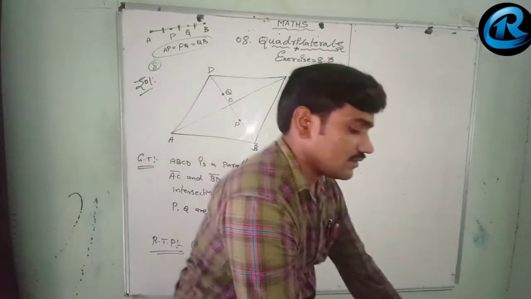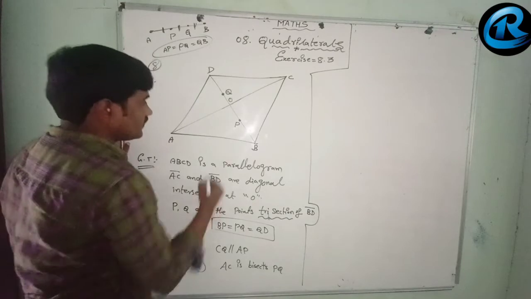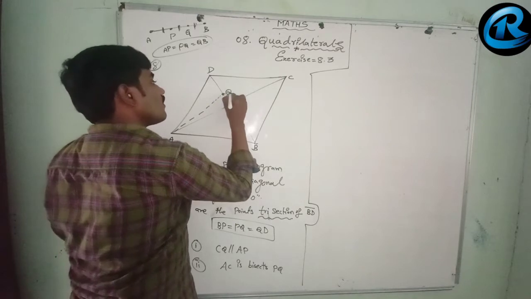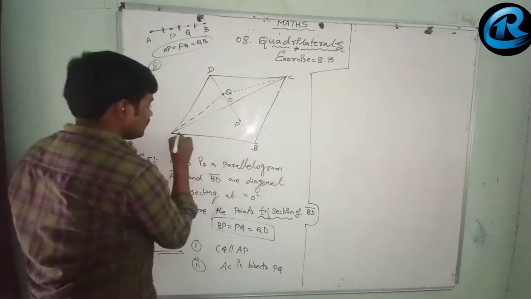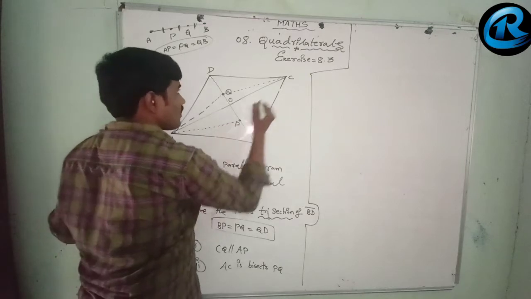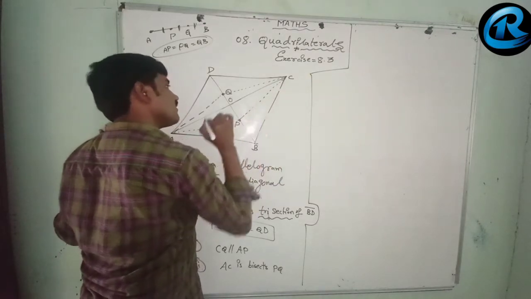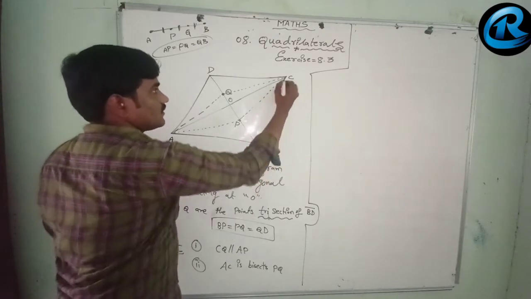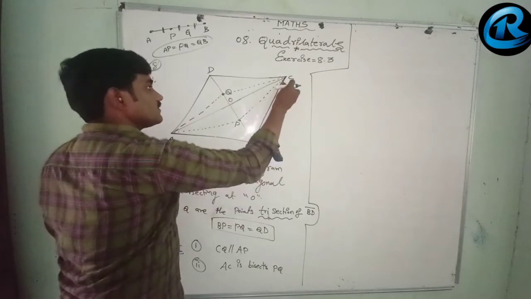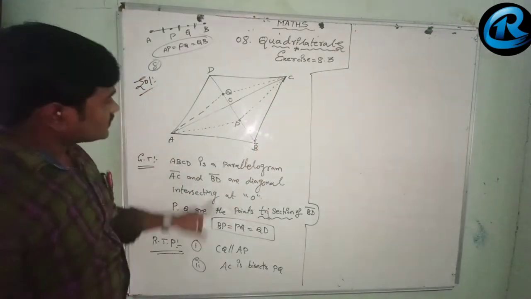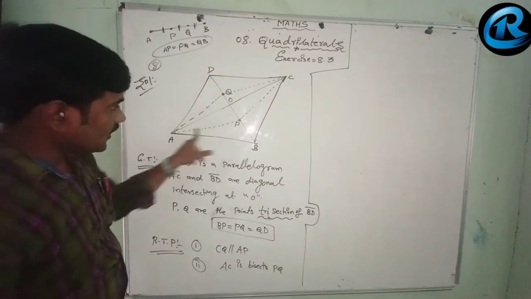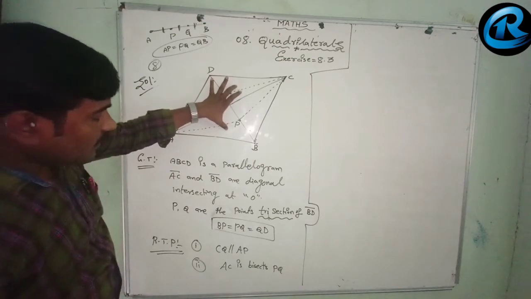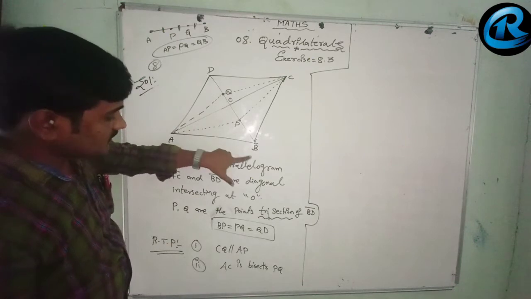Then let us see now. So what I have to show here, let us join all of this. Yes, now this is the diagram which was given in the question. Now see here, CQ, we have to show it is parallel to AP. This CQ and this AP we have to show as parallel, and AC bisects PQ.